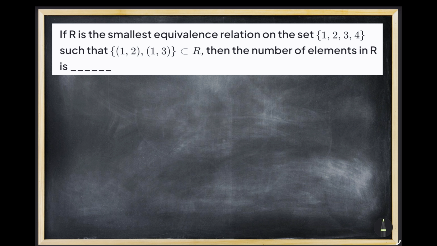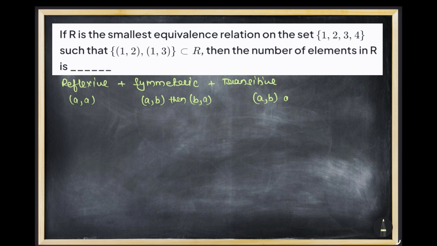If R is the smallest equivalence relation, equivalence relation means reflexive, symmetric, plus transitive. What is reflexive? A comma A. What is symmetric? If A comma B is there, then B comma A should be there. What is transitive? If A comma B and B comma C, then A comma C.